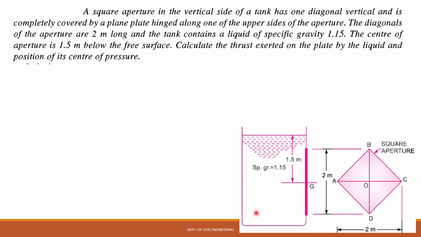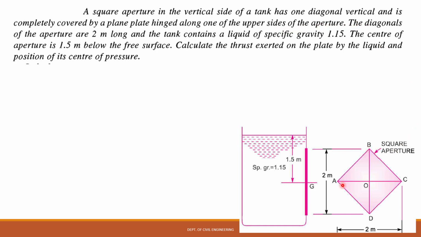So here you have a tank and this is the vertical side of the tank. Here you have a square opening. So this is the square opening, and what is the peculiarity of the square opening? The opening has one vertical diagonal. Okay, so this is the diagonal, isn't it? So this diagonal is vertical and it is completely covered by a plate hinged along one of the upper sides of the aperture.